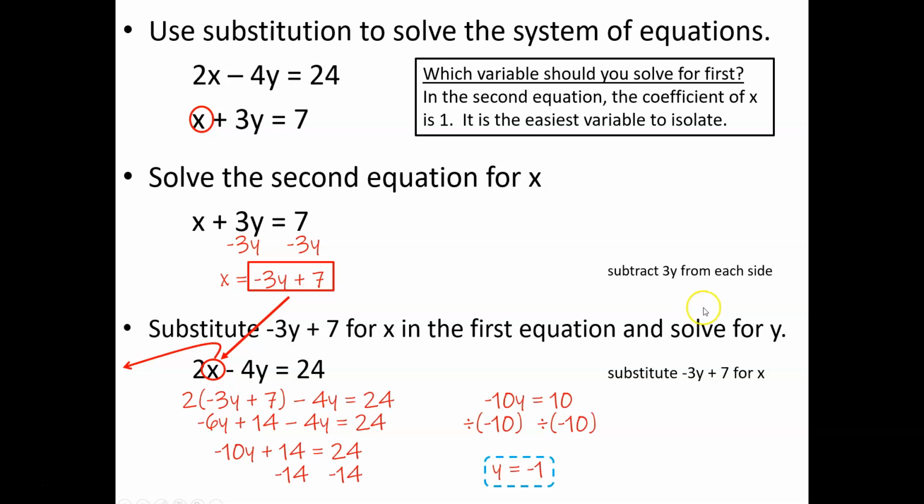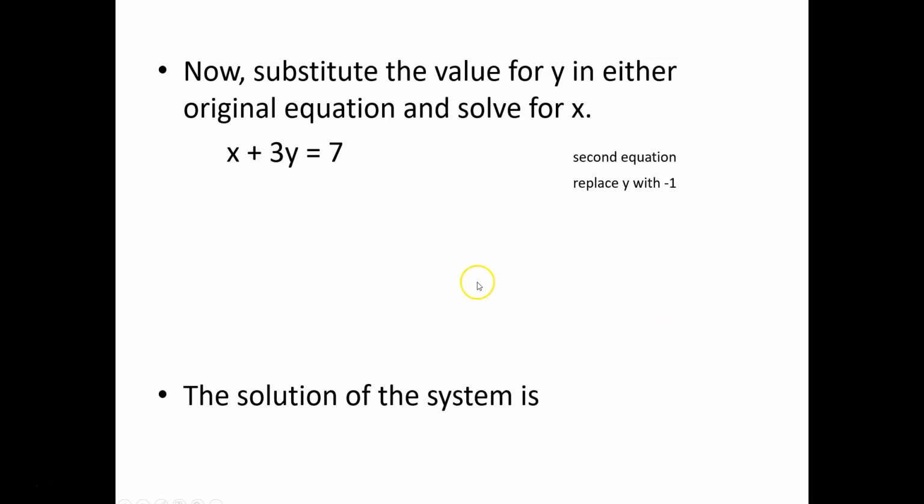Okay, moving on. We are halfway done. We have y equals -1. Now we're going to substitute the value of y, -1, back into the original equation and solve for X. So we substitute in the -1, and we get X equals 10, because we just had to multiply that out, then add the 3 to the other side. Now we have both of our variables, and our solution is 10, -1.